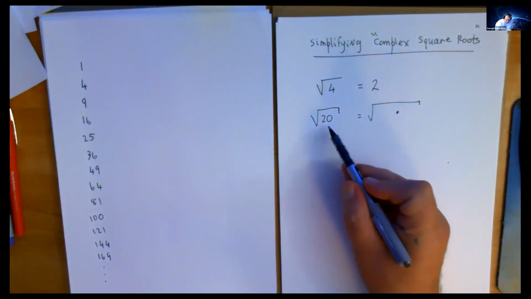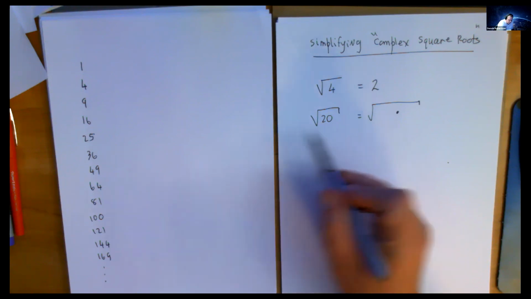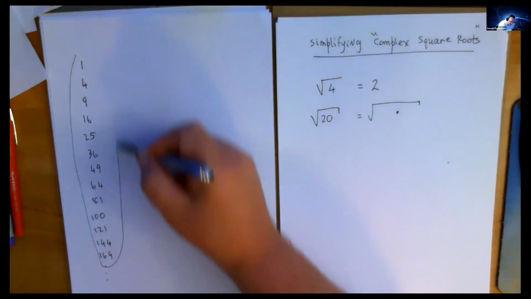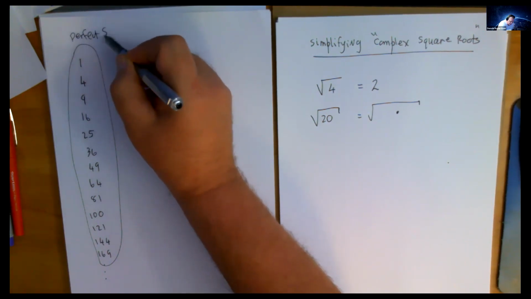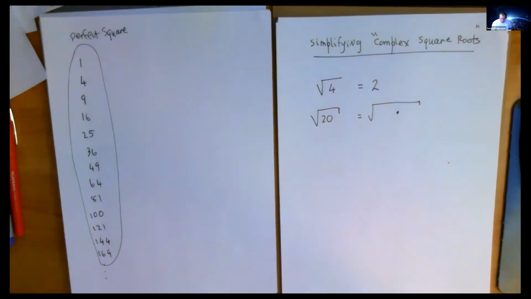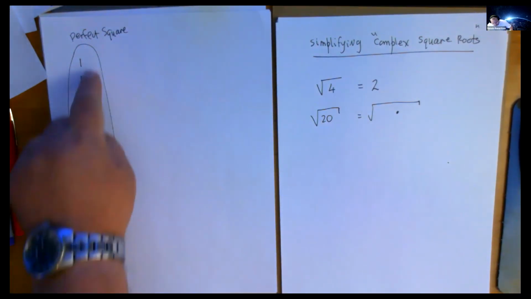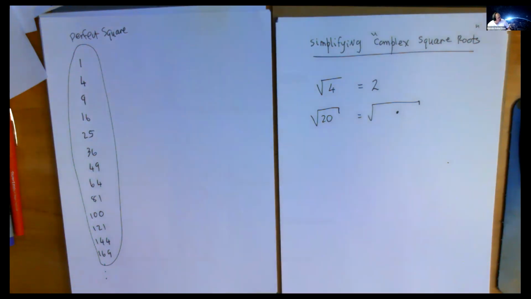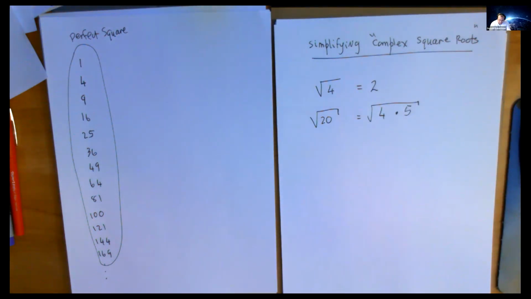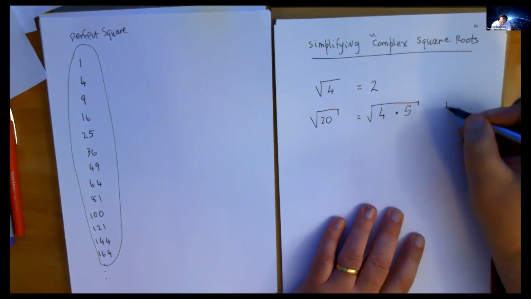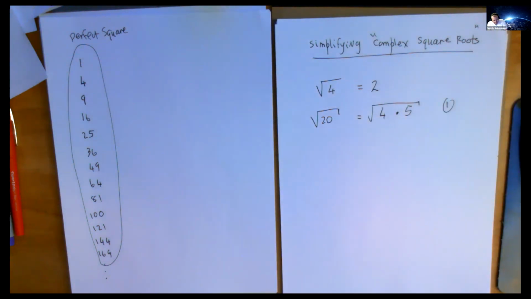So I need to find two numbers, one of which has to be a perfect square. That means one of these has to come from this list. Which one should I choose then? Out of this entire list of numbers, which one can give me 20? 4. Right. Agreed? So stage 1 is rewrite your number, in this case 20, as two numbers, one with a perfect square, right, and the other just what's left over.